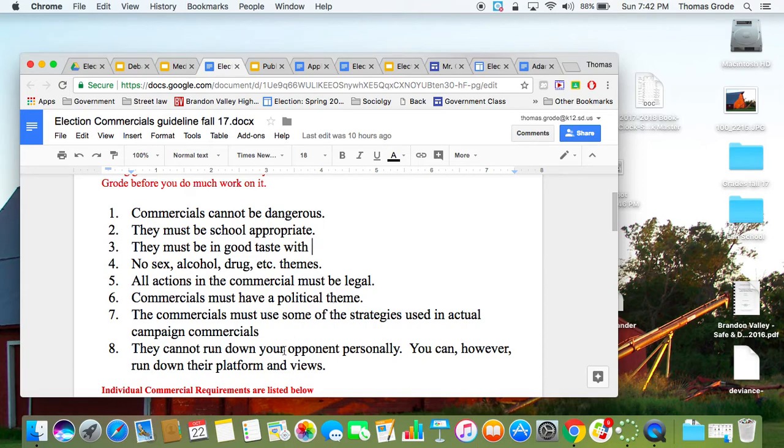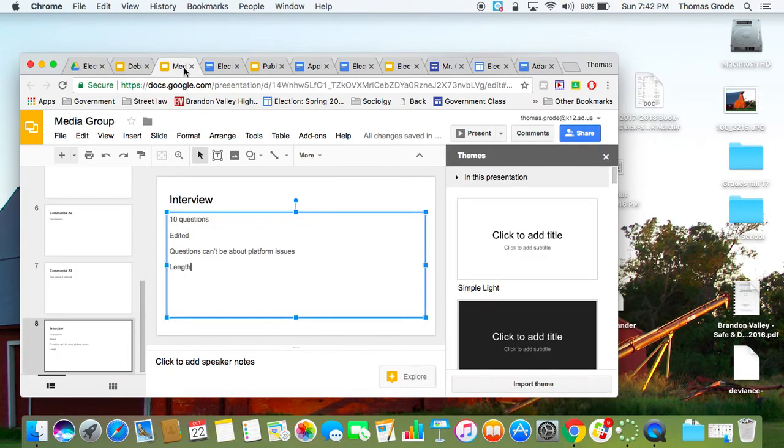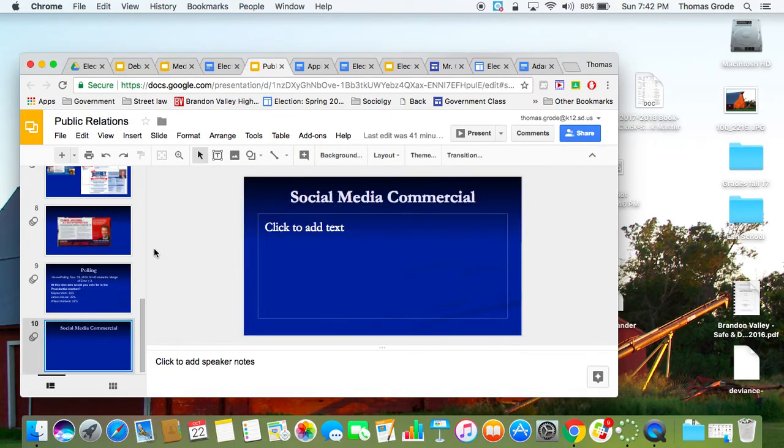So they still have to follow these same guidelines, but they don't get shown in class. So I can talk to you more about that later. These are the things that you must complete if you are in the public relations group.